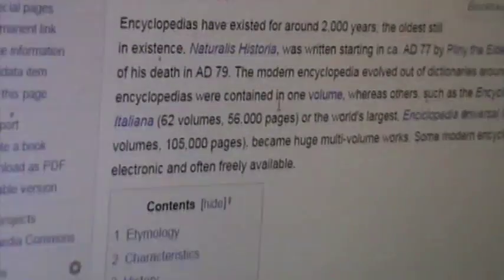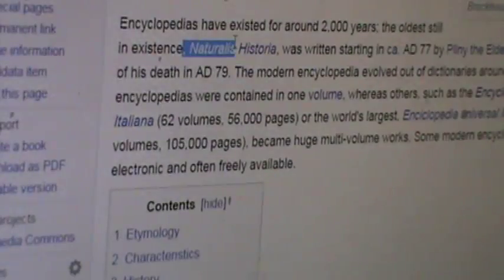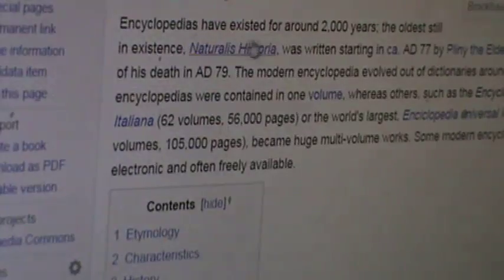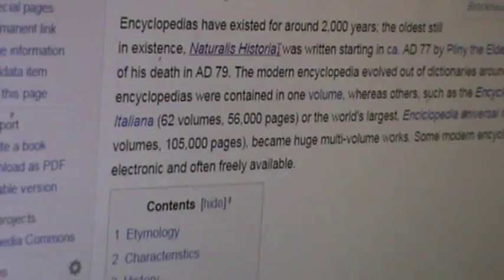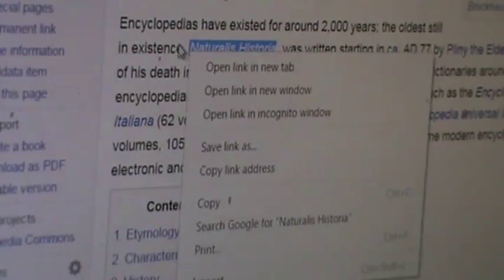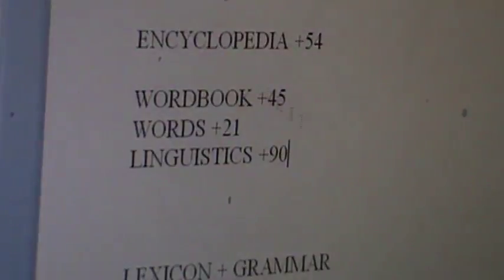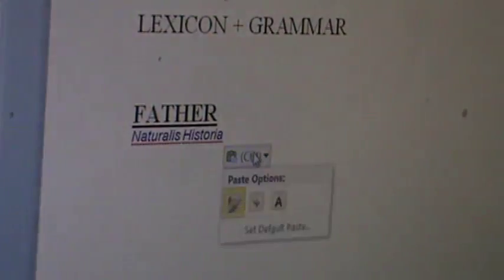The oldest in existence, Naturalis Historia. Naturalis is +1. Oh man, that's cool. So the oldest encyclopedia is +1 Father, and it's an even number over Father. So that is a huge gem for the Father in world history. Naturalis Historia.